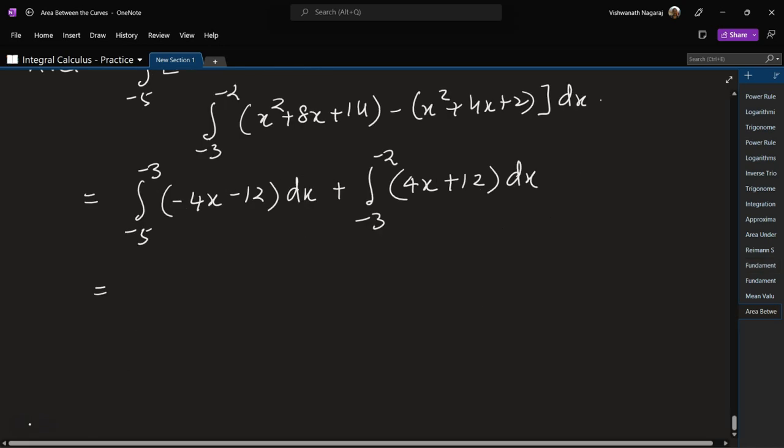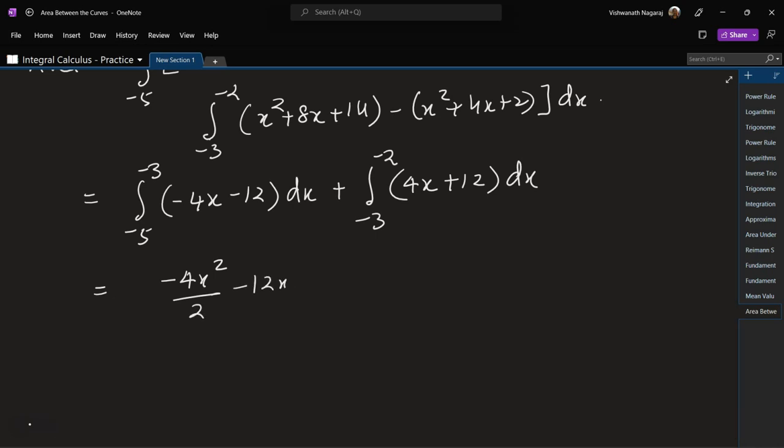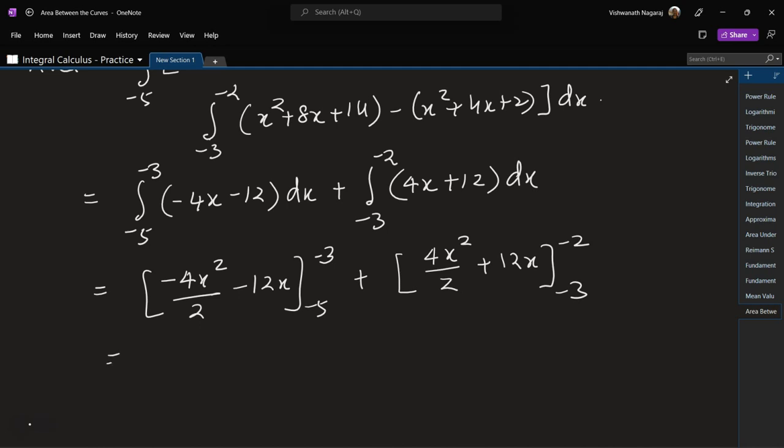Now let's integrate: minus 4x square by 2 minus 12x from minus 5 to minus 3 plus 4x square by 2 plus 12x from minus 3 to minus 2, which gives us 2 2's. So this would be 8 plus 2, which is equal to 10. So this is the area between the two curves in the given interval.